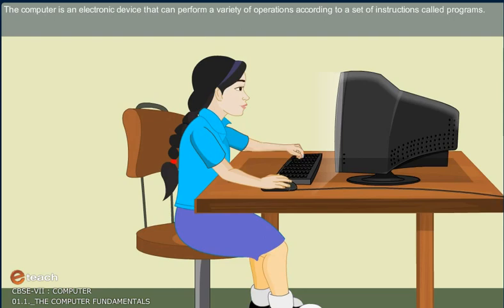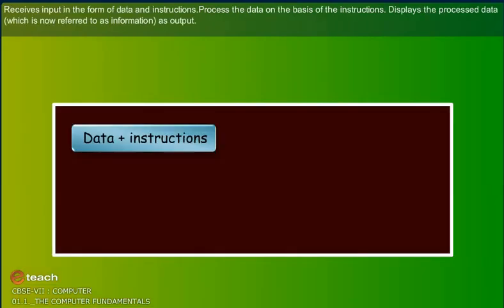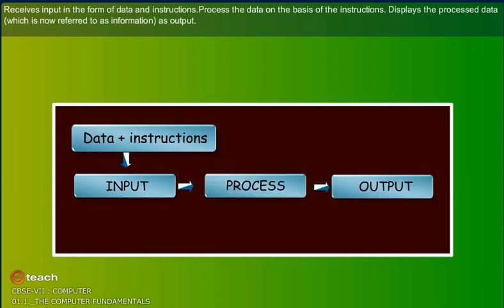The computer is an electronic device that can perform a variety of operations according to a set of instructions called programs. The computer system works on the principle of the input-process-output cycle. In this cycle, the computer system receives input in the form of data and instructions, processes the data on the basis of the instructions, and displays the processed data, which is now referred to as information, as output.